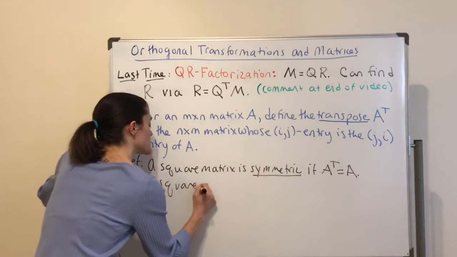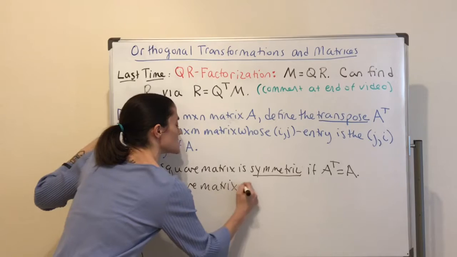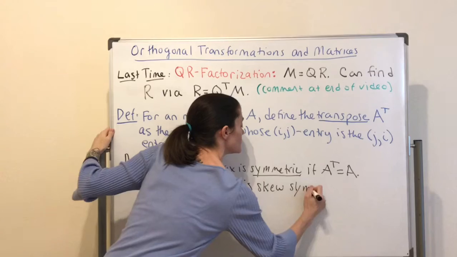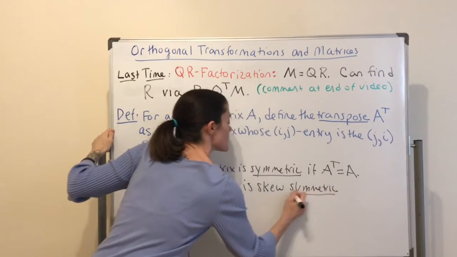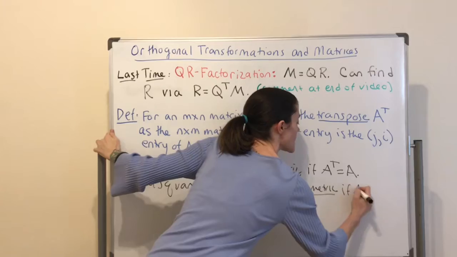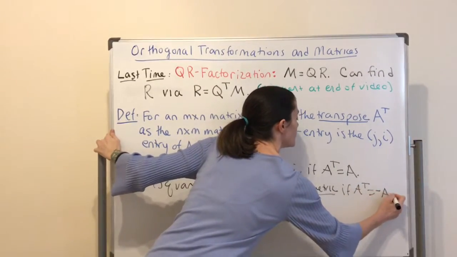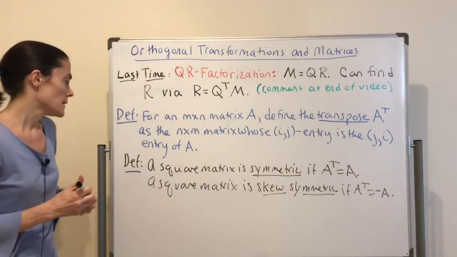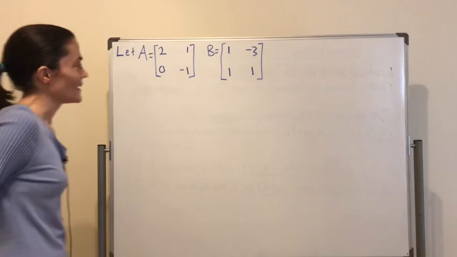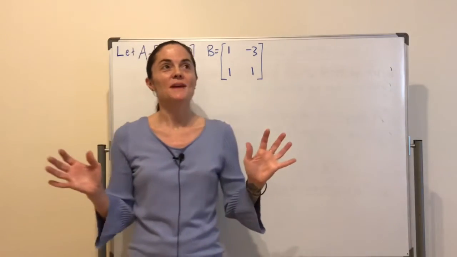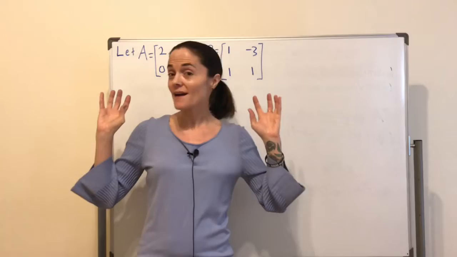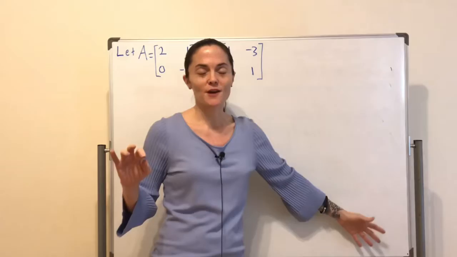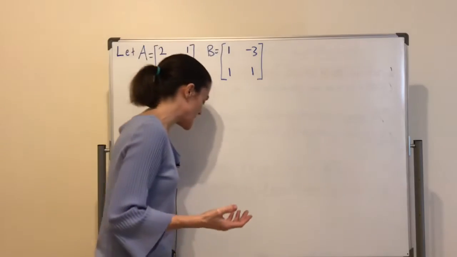A square matrix is what's called skew symmetric if A transpose is negative A. Okay, so here are two definitions that are specific for square matrices, symmetric and skew symmetric. Here are two matrices. Now I'm going to verify some things for these two matrices, and then over here I'll write the general property. But it's good to see in an example.